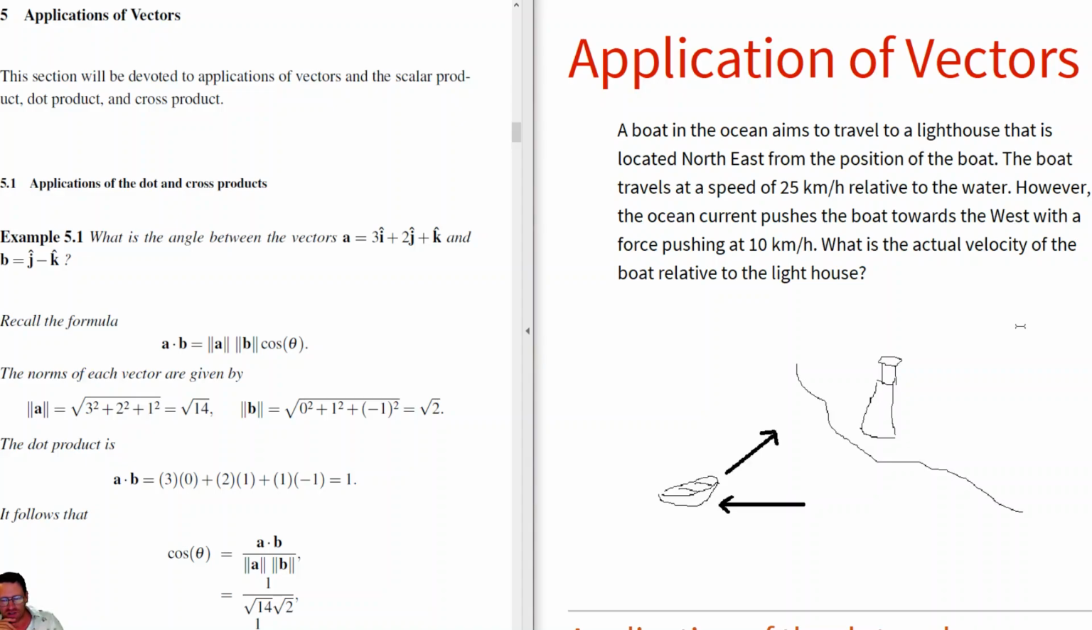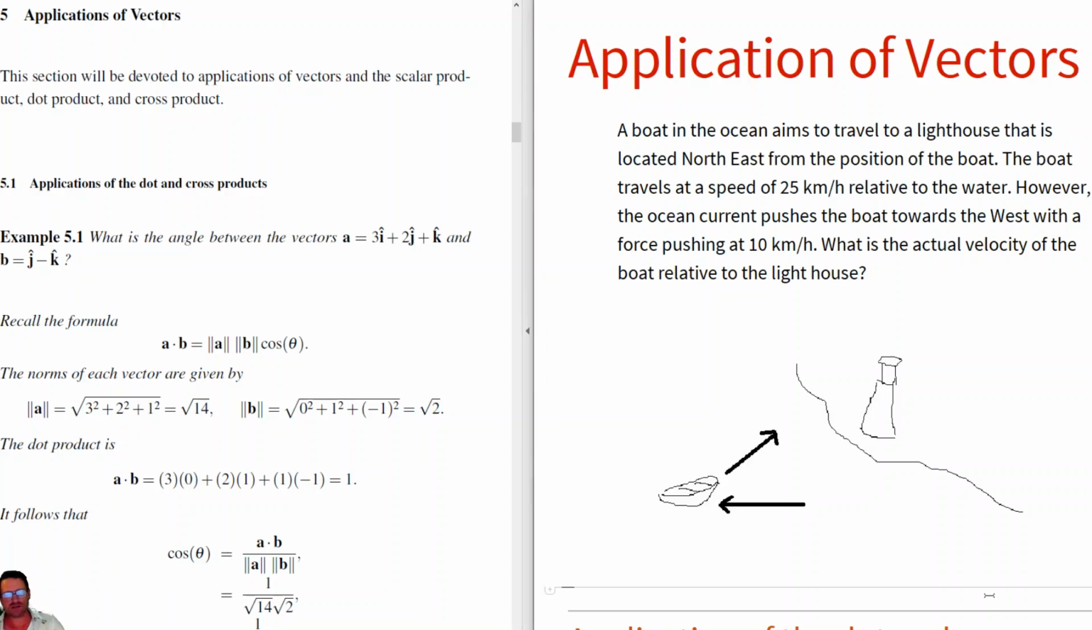Alright, so what we need to do is work out where the boat is actually going. If you just look at these two vectors, it might be heading off somewhere up and to the left, or up and perhaps this way, depending on the strength of this current relative to the 25 kilometers per hour northeast.